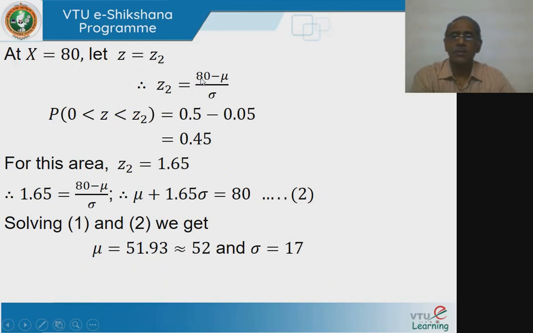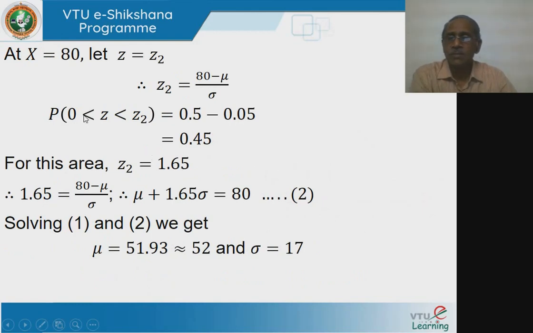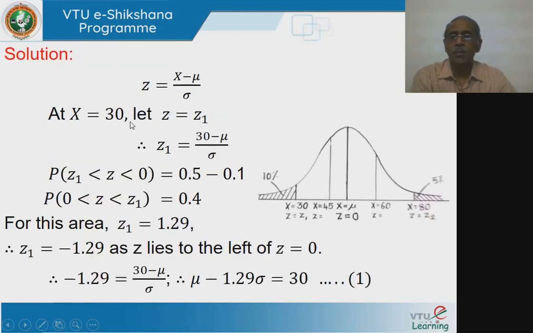The probability of 0 less than z less than z2 is nothing but, because this is 5%, 0.5 minus 5%, that is 0.05. So the probability of 0 less than z less than z2 is equal to 0.5 minus 0.05. This will give you the numerical value 0.45. For this area, we have to find the value of z2 from the table.